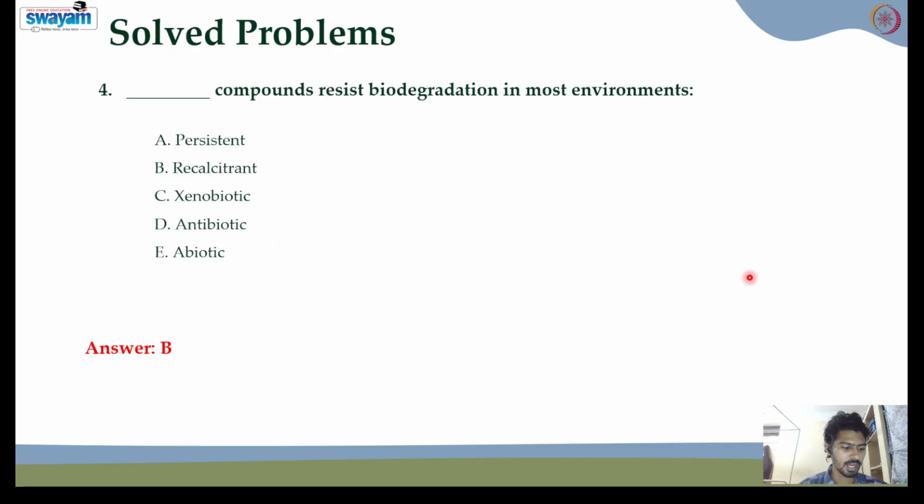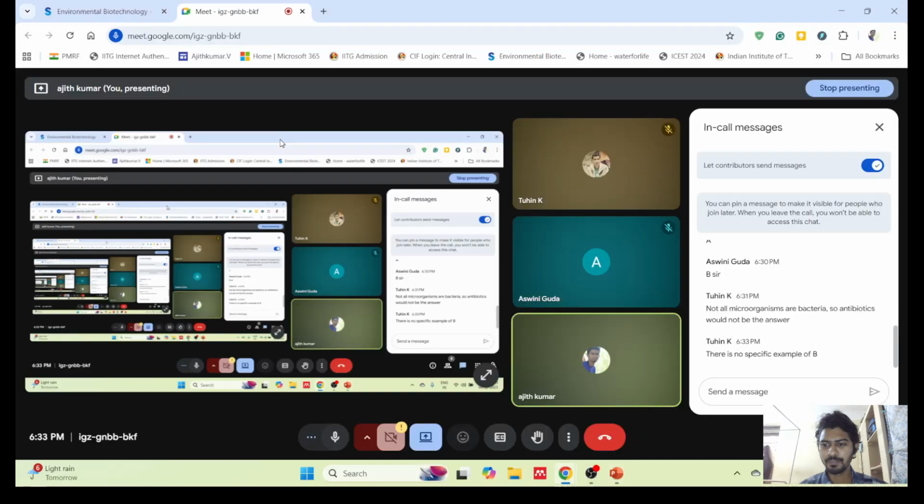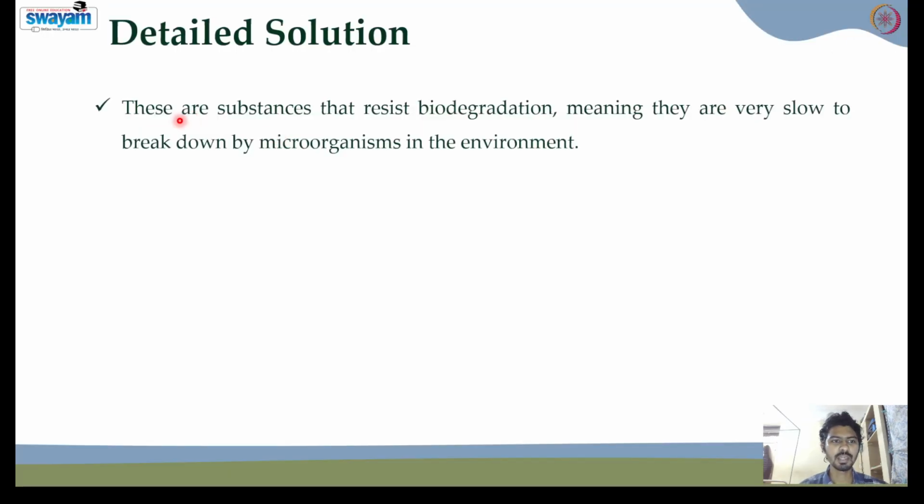Recalcitrant. And what do you mean by recalcitrant? By definition itself, these are all substances that resist biodegradation. So recalcitrant means they are very slow to break down by microorganisms. Some examples are heavy metals and emerging pollutants, which show some recalcitrant capacity against biodegradation. So they usually resist biodegradation.